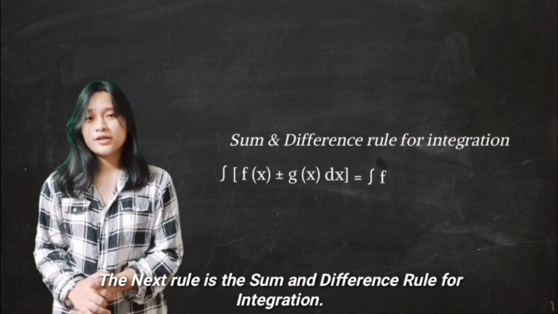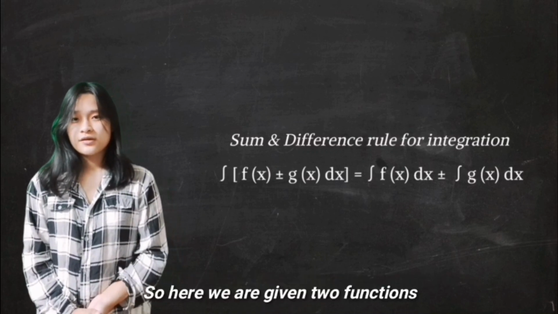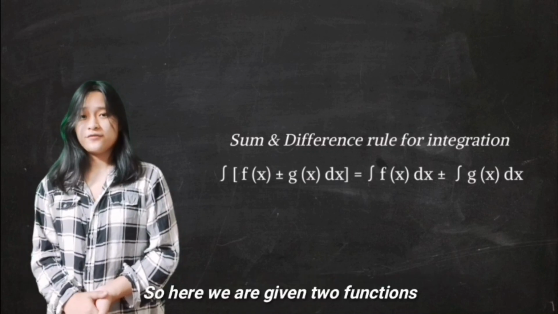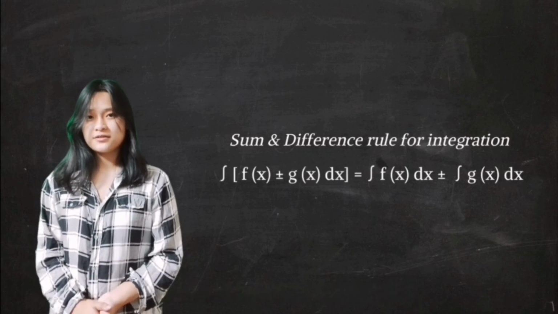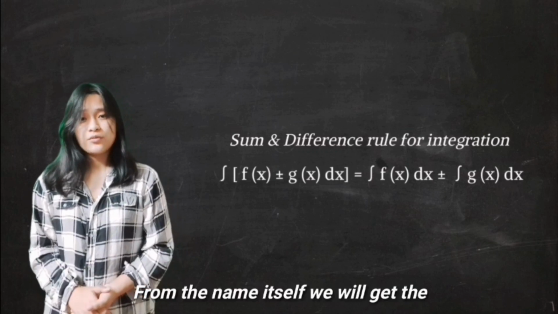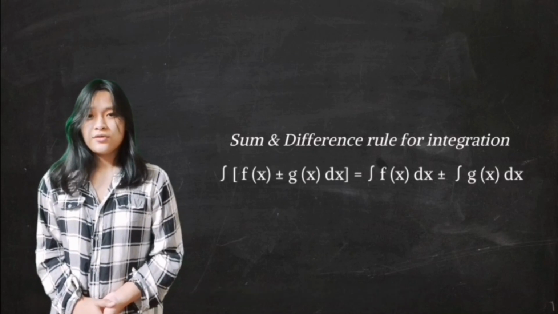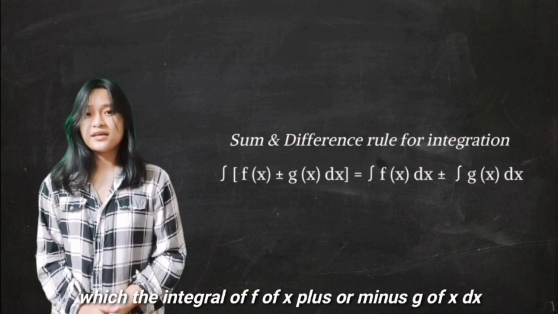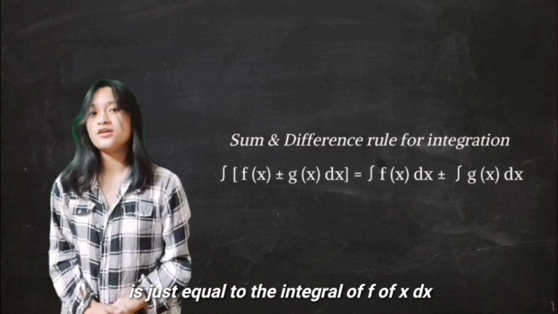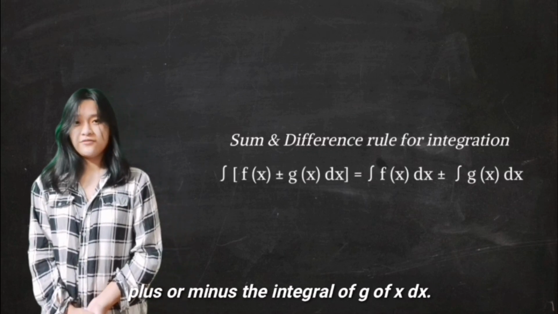The next rule is the sum and difference rule for integration. So here, we are given two functions, which are f of x and g of x. From the name itself, we will get the sum or difference of the integrals, where the integral of f of x plus or minus g of x dx is just equal to the integral of f of x dx plus or minus the integral of g of x dx.